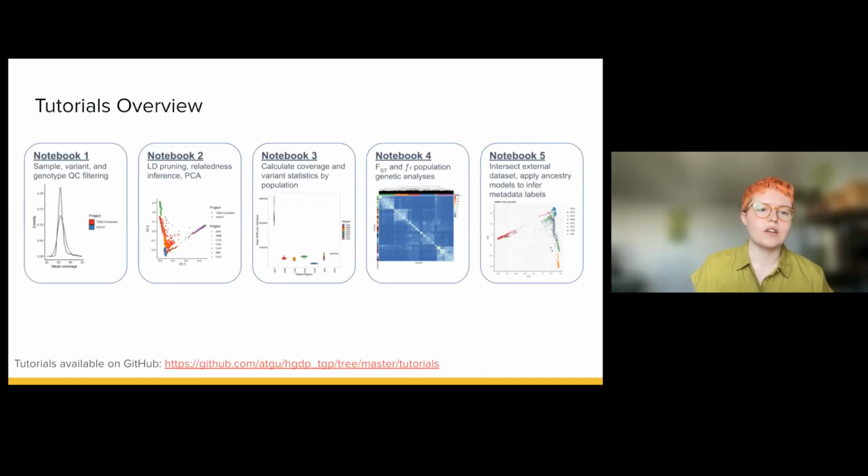So here's an overview of the tutorials that we've created. These are 5 IPython notebooks, including QC of sequencing data, relatedness inference and PCA, calculating statistics by population, analyzing genetic divergence, and applying ancestry analysis to a new data set, using the HGDP 1000 Genomes as a reference panel.